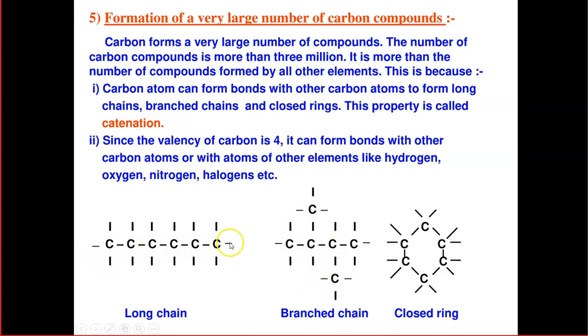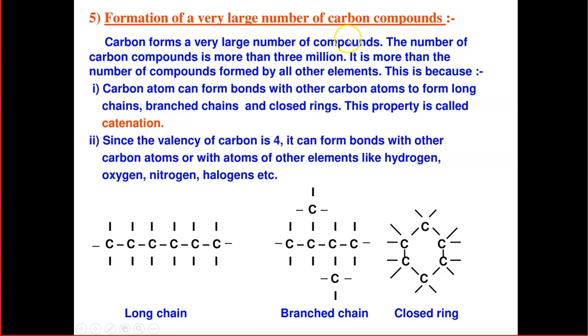This carbon will just combine with a chain structure. Carbon, carbon, carbon, it will just combine like a branch chain. This is the chain, but branches are there for the chain. And this is like a closed ring. Armchair is also there. So closed ring. This is just like a ring. Okay, so here you have to study different structures.